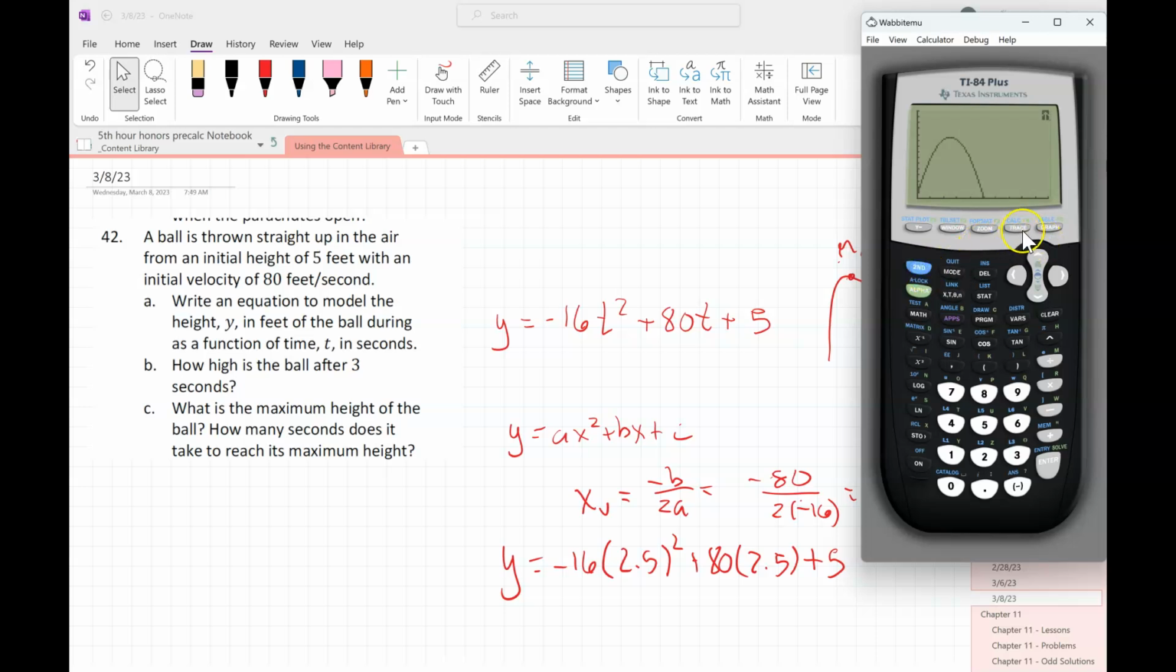You could do second and then the trace command and pick maximum. So left bound, I need to move my cursor somewhere left of where that maximum is. Anywhere left of it would be fine. That looks good, and then press enter. Now it asks for right bound, so I move my cursor somewhere right of the maximum and press enter. And then a guess. It doesn't matter where the guess is as long as it's in between, so just press enter where I'm at. There's the 2.5. And then if I plug that in, I'd get 105. So you can do it with your calculator also. It would not be inappropriate.